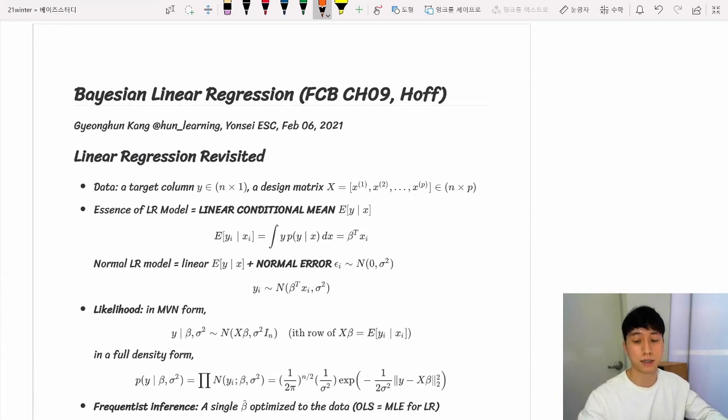Bayesian statistics. Of course there is a book called Bayesian Data Analysis by Andrew Gelman, the classic Bible of Bayesian statistics. But that book was originally written for graduate school students. So if you're an undergraduate and you haven't finished your 8 semesters of coursework in statistics, then you might find it difficult to read the Gelman BDA book. So I would recommend you to read the FCB by Hoff.